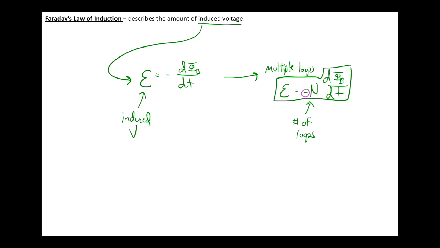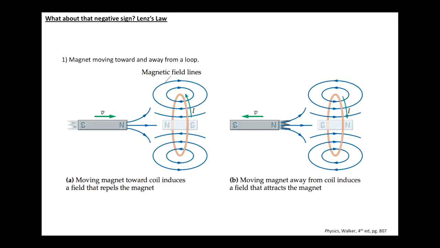The negative sign. How about that? What about the negative sign? The negative sign has a name of its own. This is the only case I can think of, though there might be another one hiding out there somewhere, where a negative sign in an equation is its own law. That seems generous, don't you think? Mr. Lenz here got a law named after him based on this negative sign. Why can't we all have that?